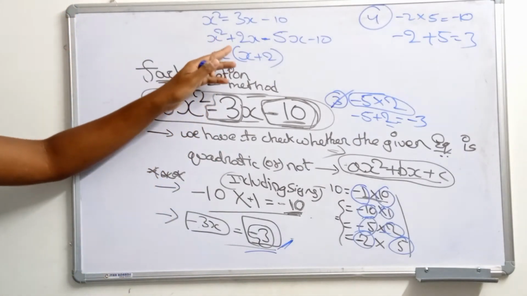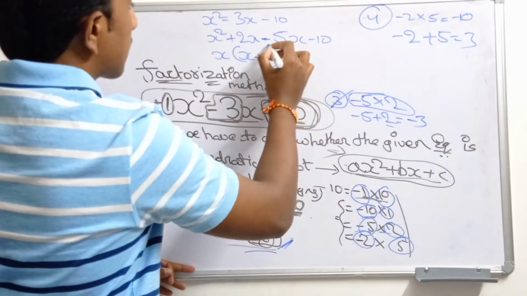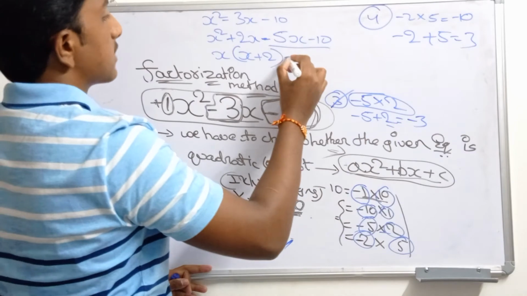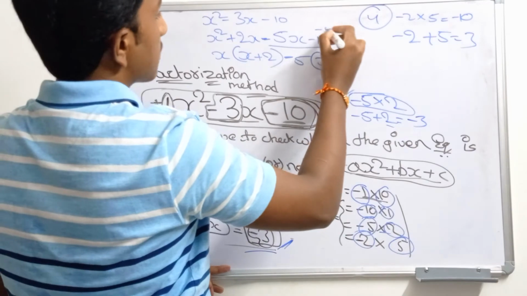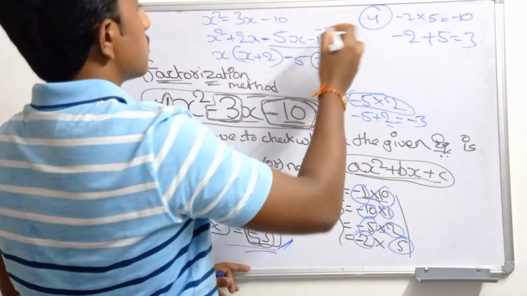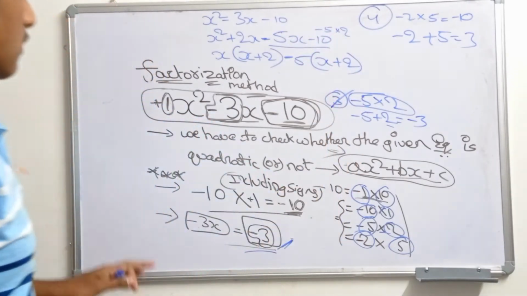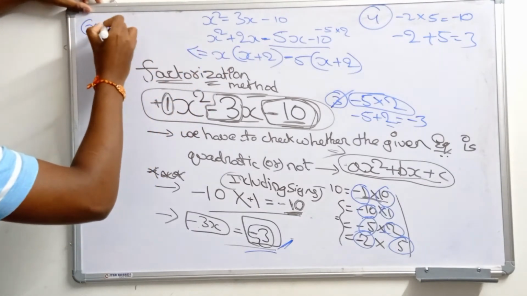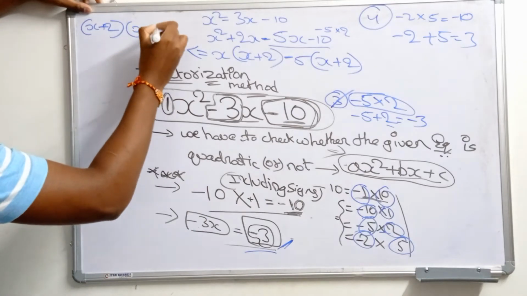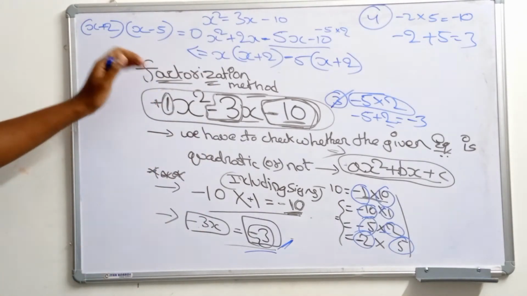Guys, are you getting it? From x square plus 2x, I have taken x common, so we have x plus 2. In this complete term I am taking minus 5 common, guys. If I take minus 5 common, minus 5 into 2 is minus 10, so we are left with plus 2. So here we have x plus 2 and x minus 5. X plus 2 and x minus 5 is equal to 0. These two are the factors for this equation.